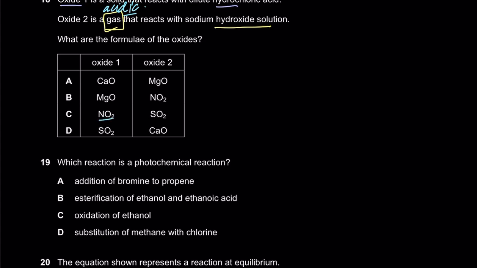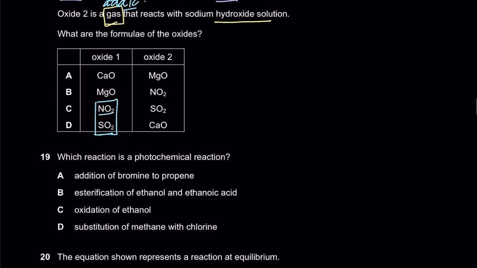Is oxide 1 nitrogen dioxide, sulfur dioxide? Even if I had not gone into the technicalities, I know he's saying it's a solid, and nitrogen dioxide and sulfur dioxide are not solids, they are gases. So B, C and D are automatically wrong.